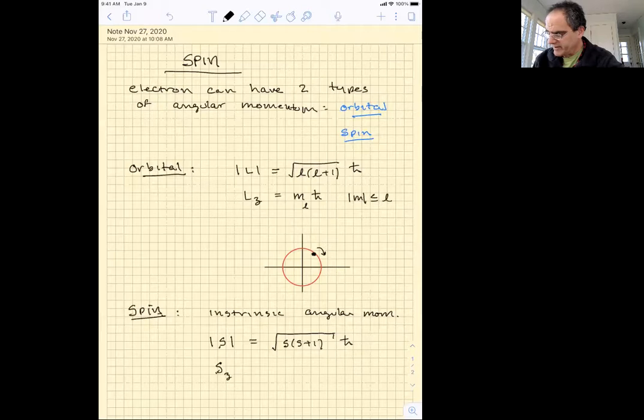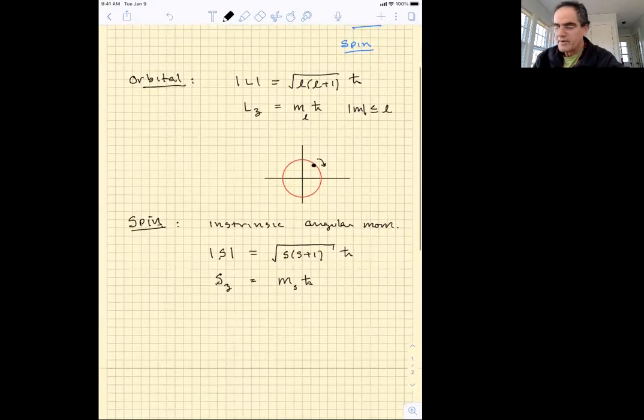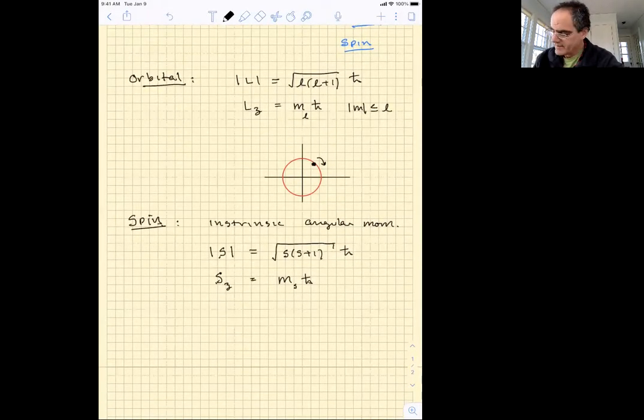And the z component of the spin angular momentum is likewise given by a second quantum number, m sub s, times h bar. Only there's a difference. Here, little s is always equal to 1/2 for electrons. Every electron in the universe has the same value of the spin quantum number s, and it's equal to 1/2.